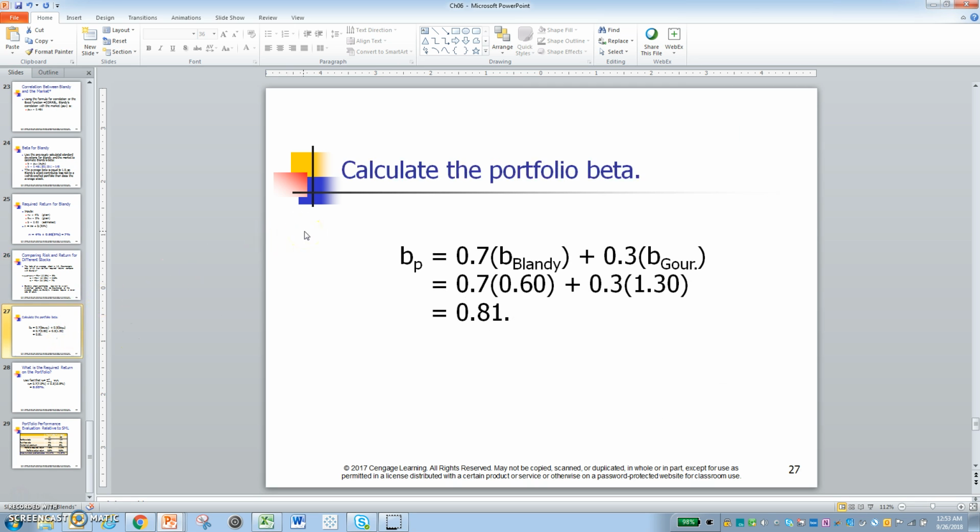So if we want to calculate the portfolio beta, we're going to take the weight times the beta for each one of our investments. So real simply, we have 70% of our portfolio in Blandy and 30% in the other. I'll try to pronounce it again for you. But we can see that the portfolio beta is 0.81.